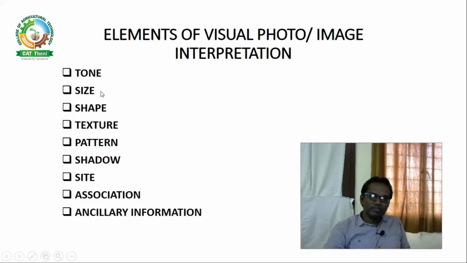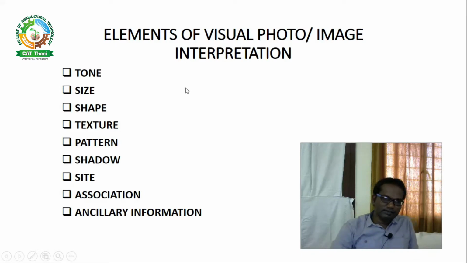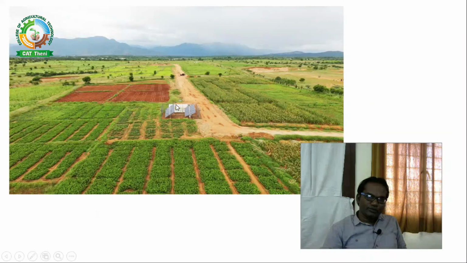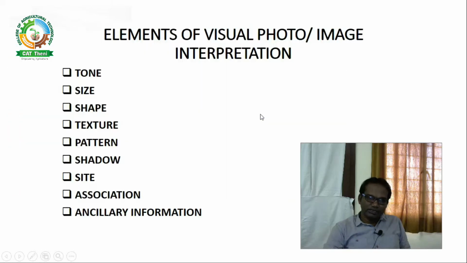Then the second element is size. Size of the object in an image is a function of scale. Again, you see the photograph. You have a pathway. If this photograph contains a narrow road, or it may be a tar road, or a highway going across the field, that can be differentiated. That is differentiated by the element size. The second element is size.